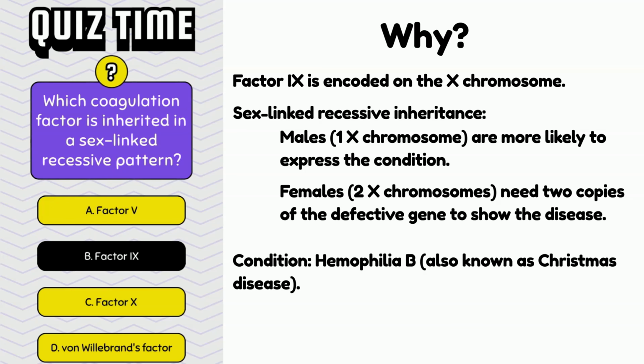Hemophilia B, also known as Christmas disease, is caused by a deficiency or defect in factor IX. This condition is inherited in a sex-linked recessive manner, affecting primarily males, although females can also be affected if they inherit the defective gene from both parents.